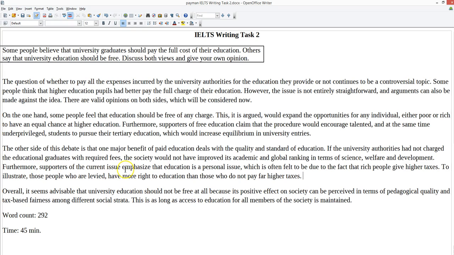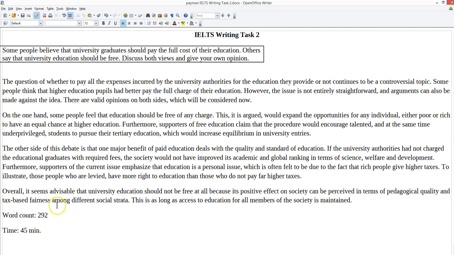Furthermore, supporters of a current issue, education is personal, but you've just said here that it isn't, because graduates improve society. So how is that personal? Due to the fact that rich people give higher taxes, well, they're much education, and I'm not sure what people paying taxes has to do with who should pay for education.